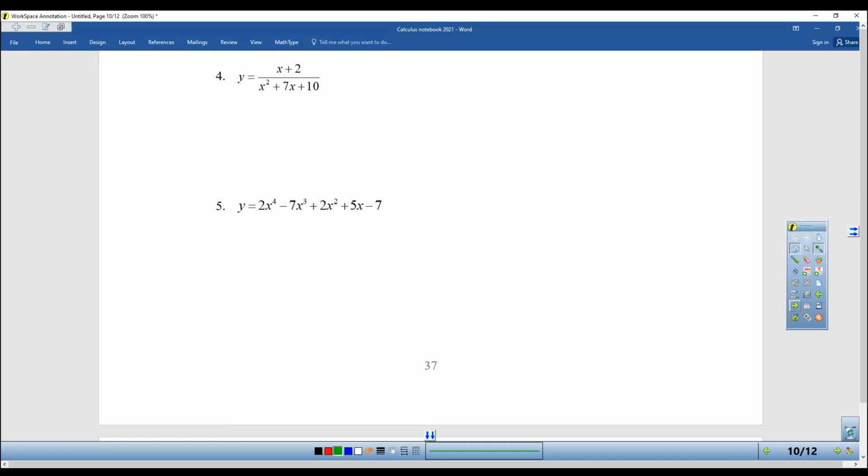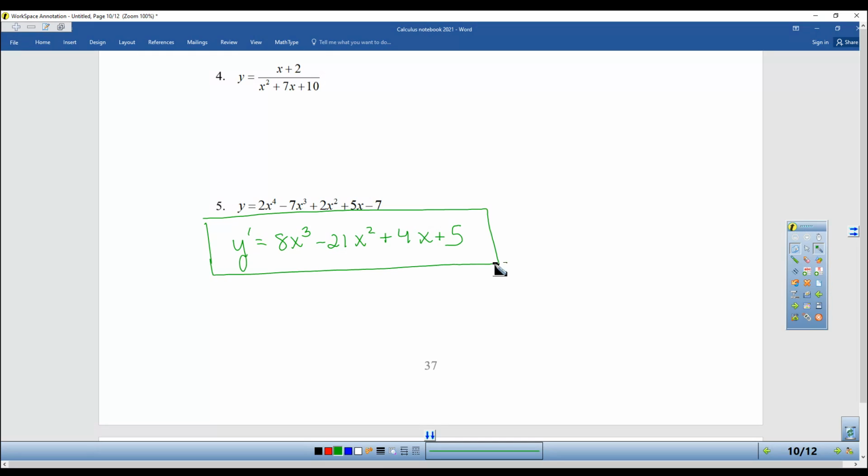Number 5. Number 5 is just to make you feel good before we get to the end of this lesson. Literally, 8x cubed minus 21x squared. It's just a little feel-good problem that I threw in there. But on the first day of derivatives, remember learning this? I had to think about it for a couple minutes. Boom, just like that.